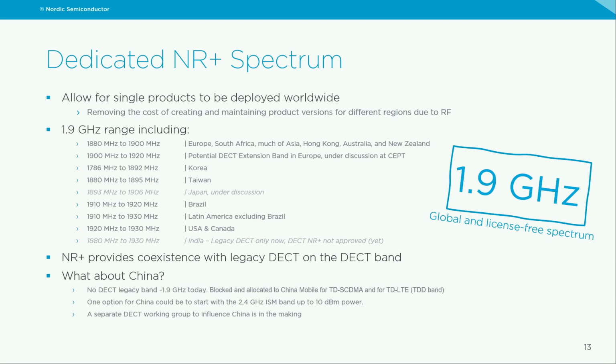The only country that does not support 1.9 gigahertz right now is China. China Mobile Telecom has blocked and allocated this band. So right now, one of the options that we see is that China could start with a 2.4 ISM band instead. There is a separate DECT working group trying to influence China right now around this.